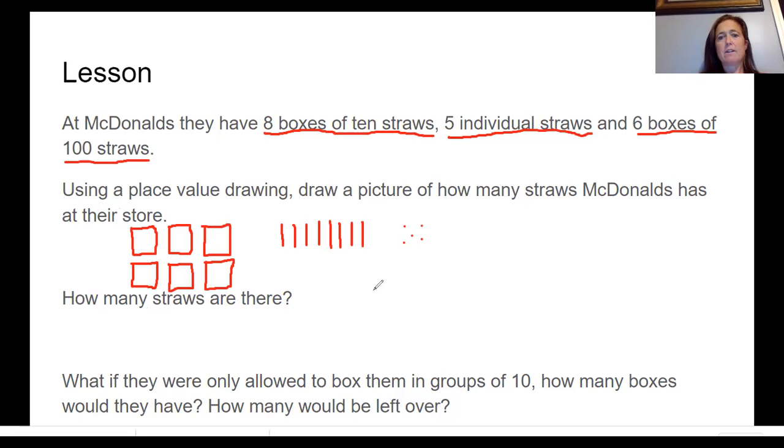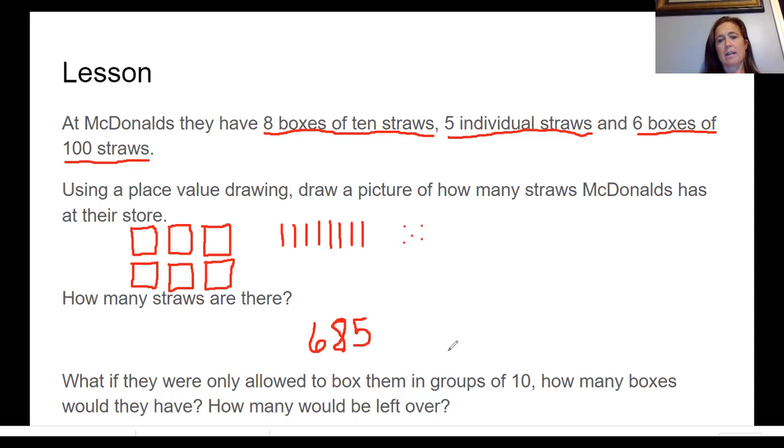Okay, so we have 5 here in the ones place. We have 8 here in the tens place. So that's the number 80. And then we have 6 here in the hundreds place, which is the number 600. So there are 685 straws.